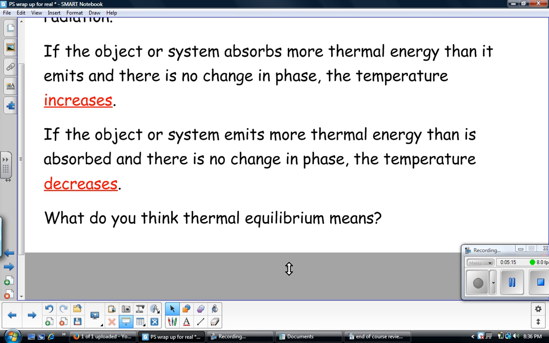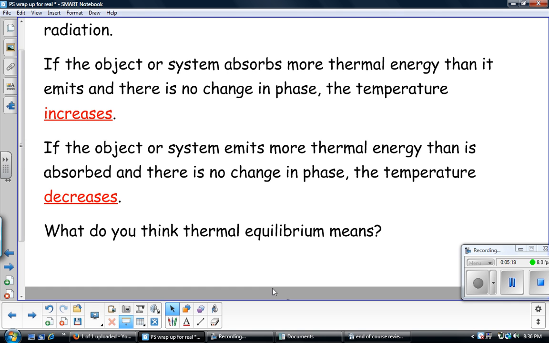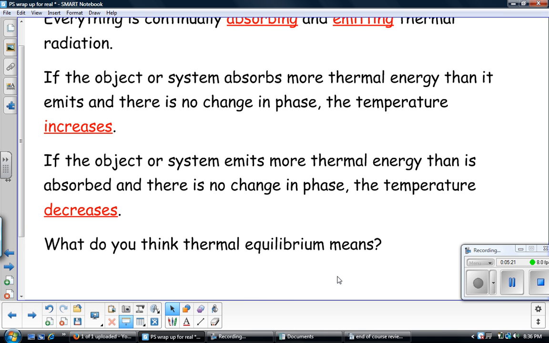So what do you think thermal equilibrium means? I want you to try and write your definition down here of thermal equilibrium. I want you to pause the video, and I'll type in the answer in just a minute.